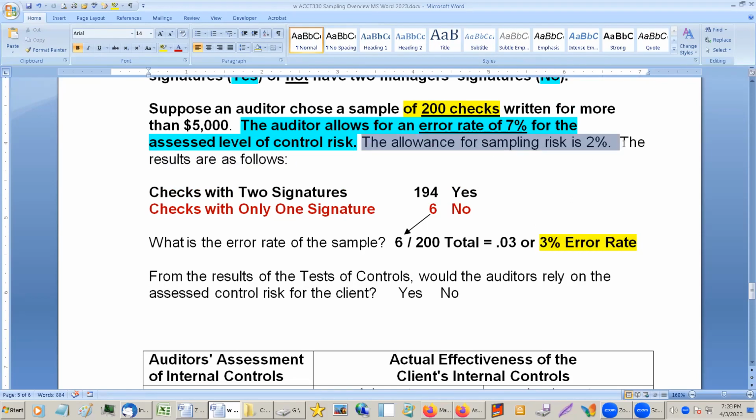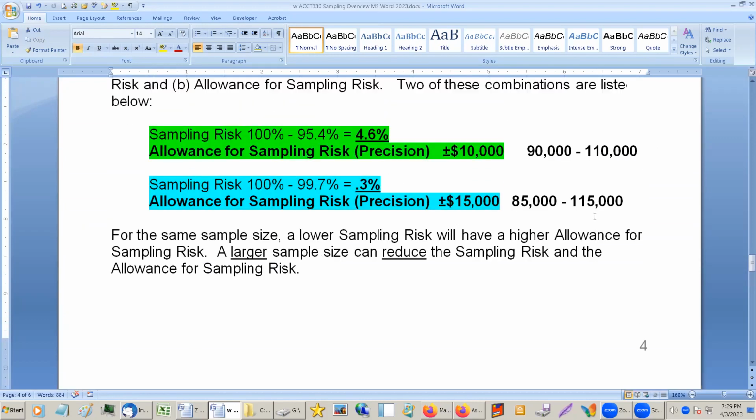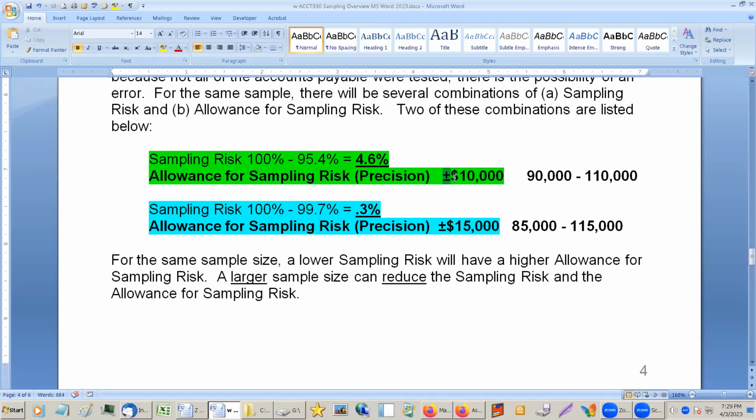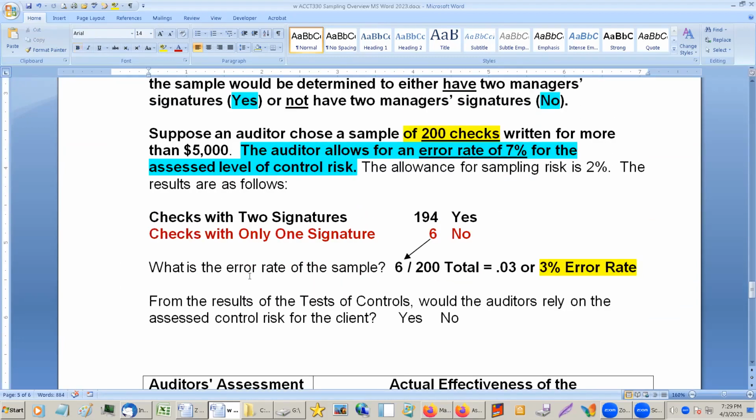However, now we come back to this allowance for sampling risk. Like the allowance for sampling risk we had up here in dollars, we're now going to have a sampling risk for the error rate. Let me copy this and rename it. So this is what this would look like. The error rate is 3%, plus or minus 2%. In other words, the error rate here would be between 1%, and actually we don't really care too much about the low rate, to 5%.